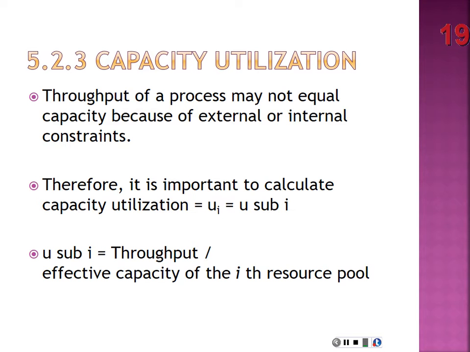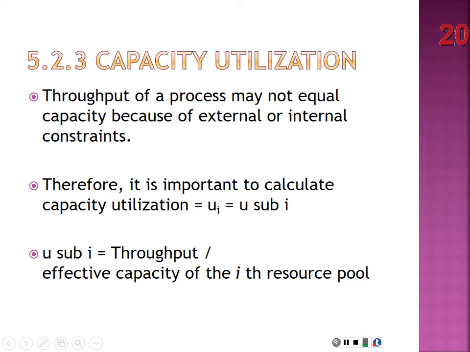Let me explain what we mean by that. External constraints could mean you just don't have enough sales. You have these people and you don't have enough business to meet your capacity. Internal constraints could mean that some other department that's feeding you isn't giving you enough units to process, so you have to look at where the constraint is coming from. Therefore, it's important to calculate your capacity utilization. U sub i is utilization for the ith unit or resource pool, which is throughput divided by the effective capacity of that resource pool.